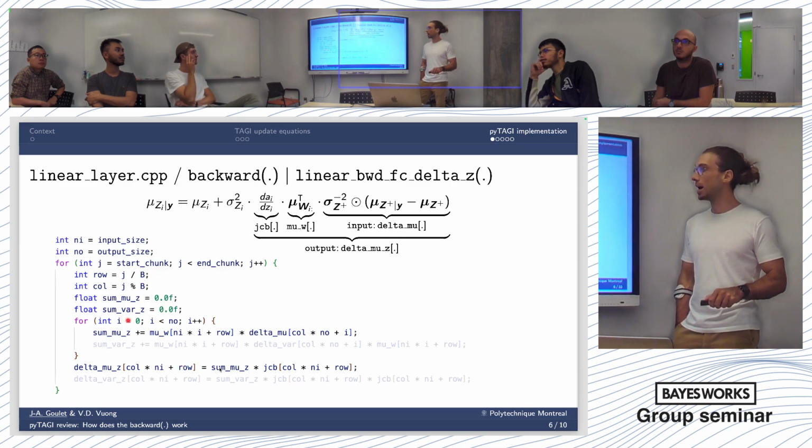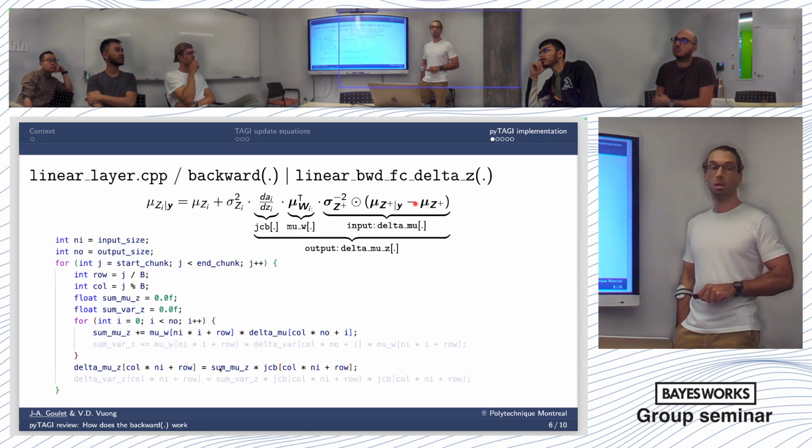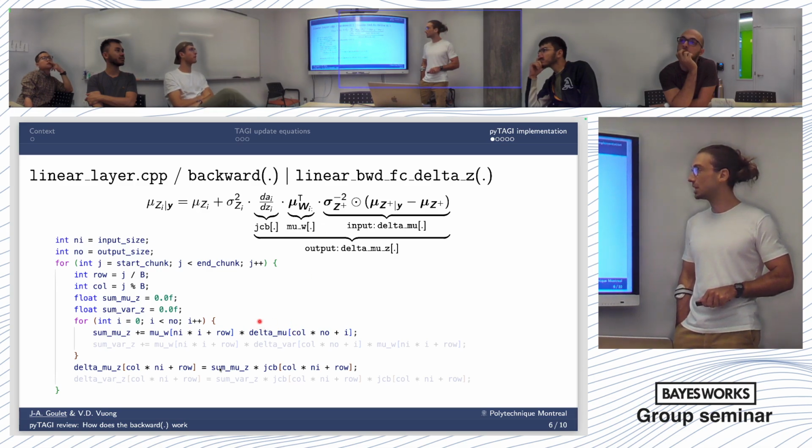We go from i equals 0 till the number of outputs. So we start with our 0 value sum mu z, and we're going to add delta mu, and be careful, delta mu is not this quantity. Delta mu is this quantity pre-multiplied by the inverse of the variance of z plus. So delta mu is the input to this function. We're going to take that input of the function and multiply it by mu w. This is what we have here.